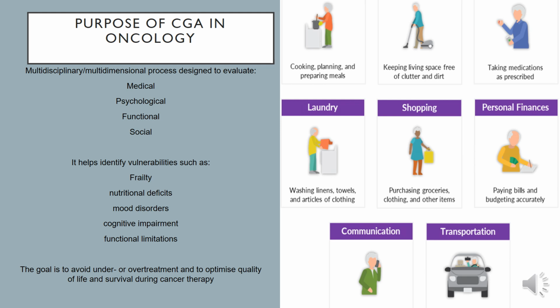So we do understand that a multidisciplinary and multidimensional process is required to evaluate our patients' medical, physiological, functional, and social aspects of their care, and also to look at identifying any vulnerabilities, such as frailty, nutritional deficits, mood disorders, cognitive impairment, functional limitations. And the goal is then to avoid under or over treatment, to optimize the quality of life and survival during cancer therapy, and to reduce the risk of ageism.